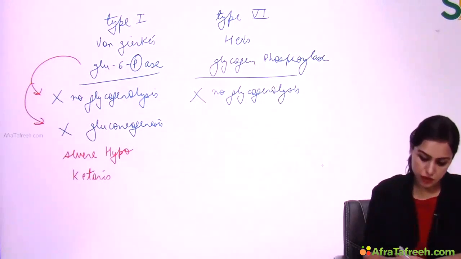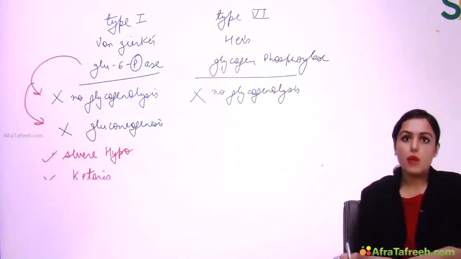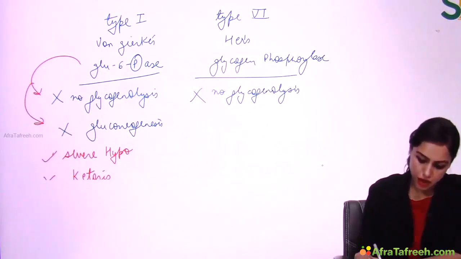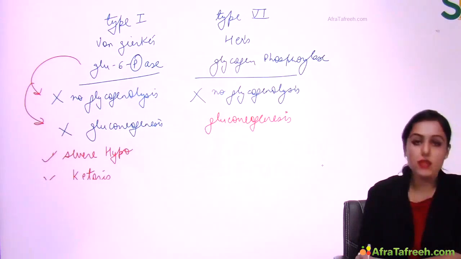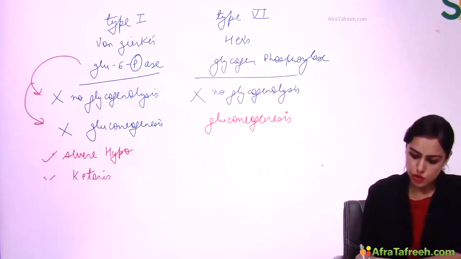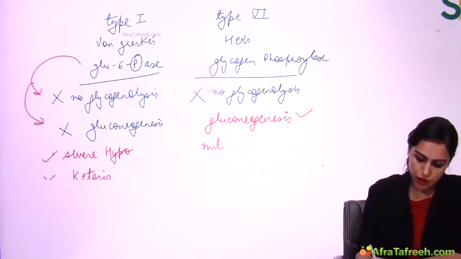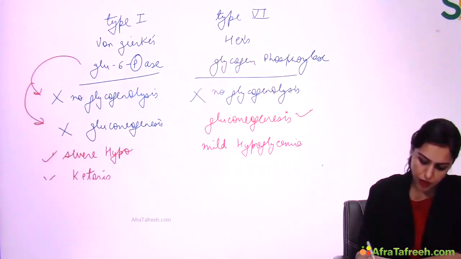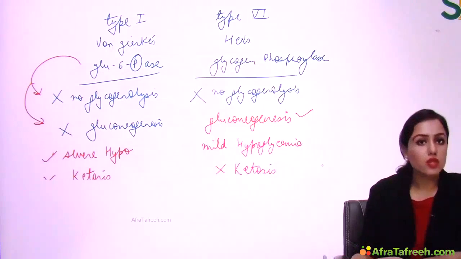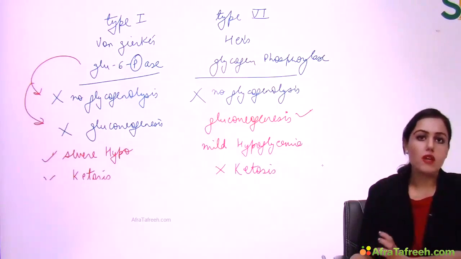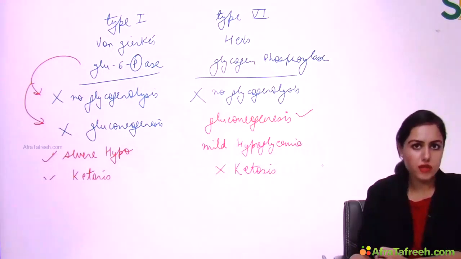So these patients have severe hypoglycemia and ketosis, but in type 6 Hers disease, gluconeogenesis can occur because glucose 6-phosphatase is fine. So gluconeogenesis can occur and these patients can get some glucose. So the hypoglycemia in these patients is mild, and with mild hypoglycemia, ketosis will not occur. So this way you can distinguish between these two patients, where in both cases only the liver is affected, right?